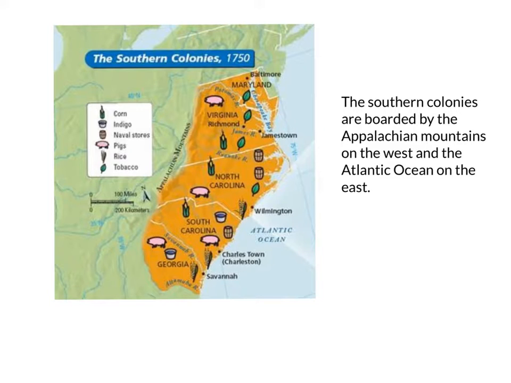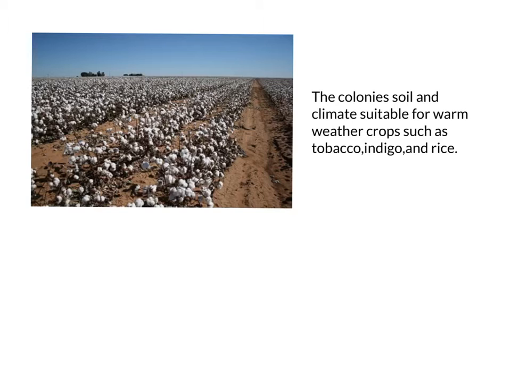The southern colonies are bordered by the Appalachian Mountains on the west and the Atlantic Ocean on the east. The colony's soil and climate are suitable for warm weather crops such as tobacco, indigo, and rice.